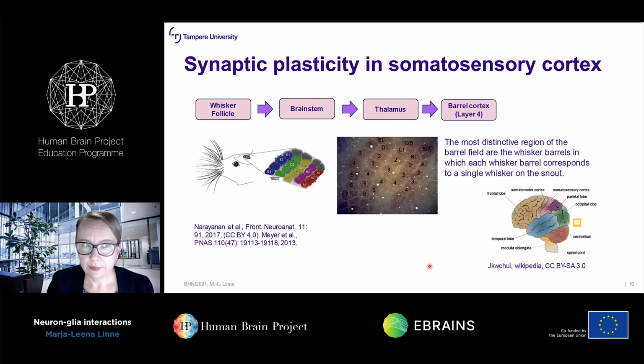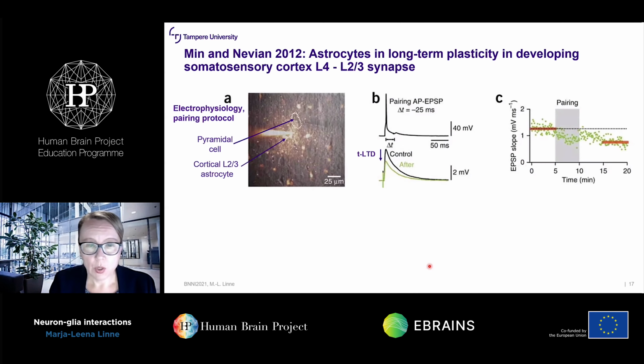So lately, we've also been interested in understanding the role of astrocytes in synaptic plasticity in somatosensory cortex when the rodent is whisking and learning things. In 2012, we got the first evidence about the role of astrocytes in long-term plasticity in developing somatosensory cortex, namely in the layer 4 to layer 2-3 synapse. So Min and Nevian did electrophysiology experiments with an STDP pairing protocol for a pyramidal cell. They were recording from a pyramidal cell and assessed the synapse function.